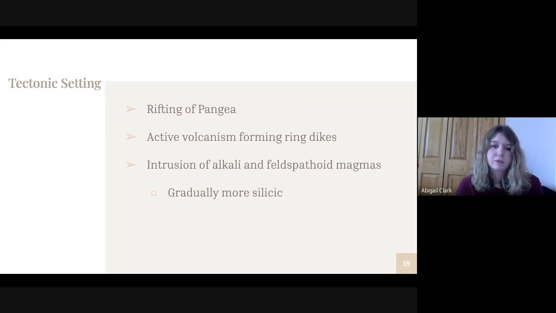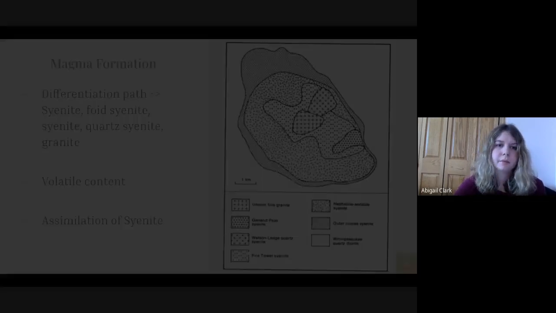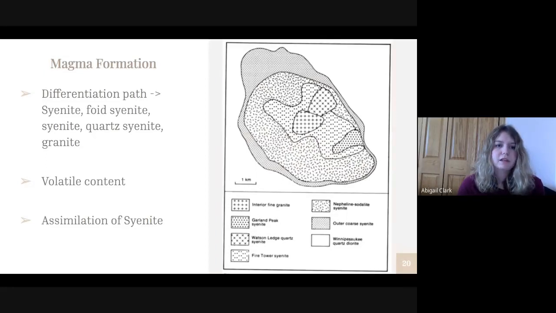And in this region, the ring dikes are actually the magma chambers of the active volcanoes, so we see a lot of the coarse-grained rocks. And for Red Hill, we see the intrusion of alkali and feldspathoid magma, and it gradually gets more silicic. And the magma formation, so we have a differentiation of magma.